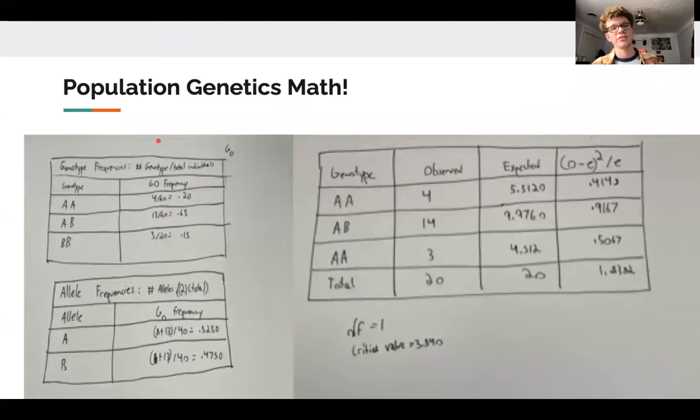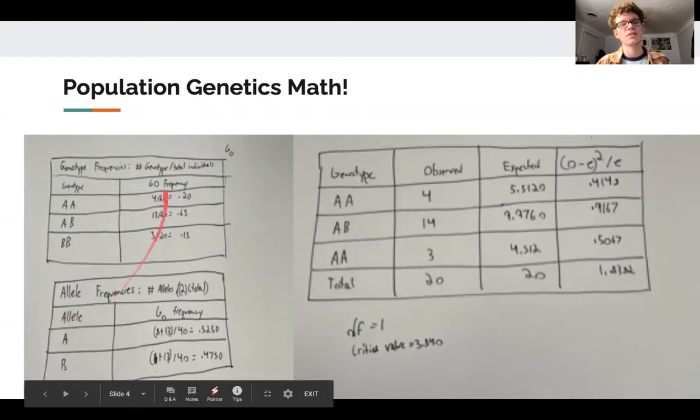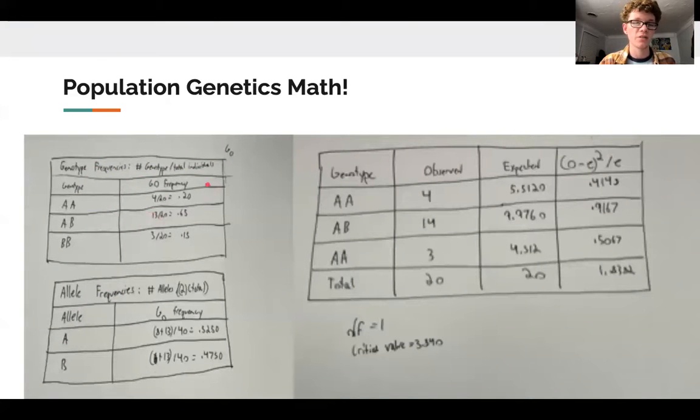So speaking of population, we have some population genetics math. We have genotype and allele frequencies for the initial population. You can find those numbers here and what they relate to over here. Then we have to prove that this population is in accordance with the Hardy-Weinberg equilibrium. And we do that by doing a chi-square test.